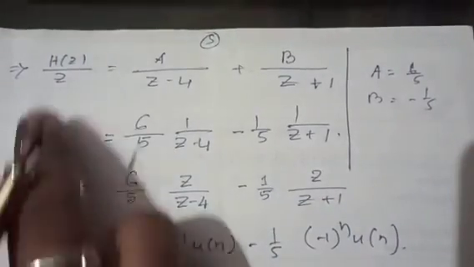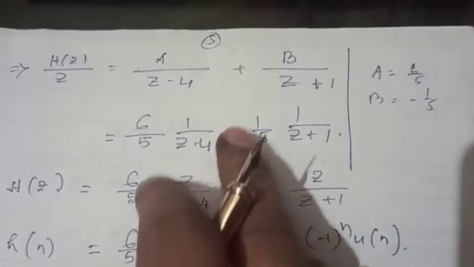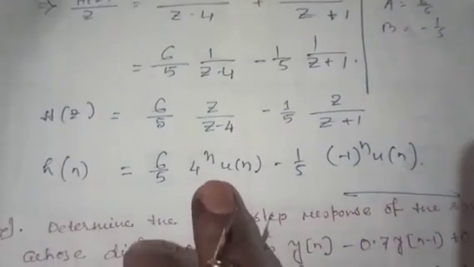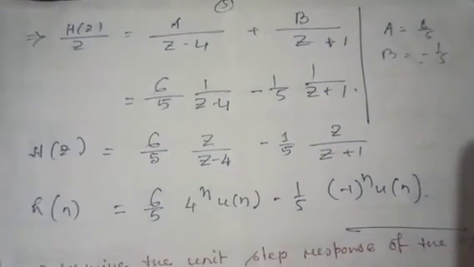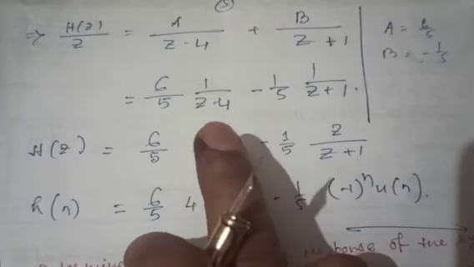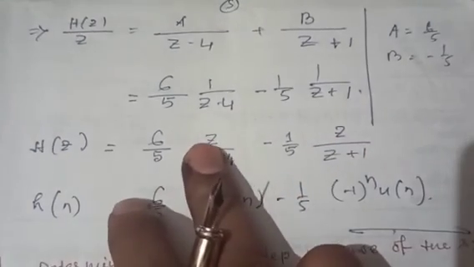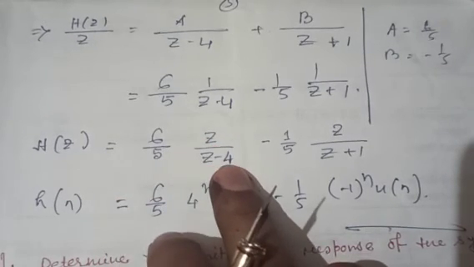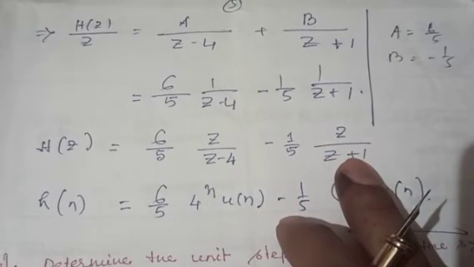So finally h of z divided by z will be 6 by 5 into 1 by z minus 4, minus 1 by 5 into 1 by z plus 1. Now this z is there, so you make z go to that side. So here will be z, here will be z. Now simply make z common here, so it will be 1 minus 4z inverse, and 1 plus z inverse.